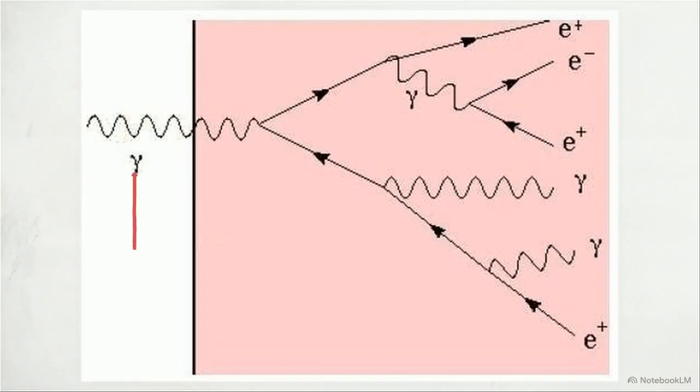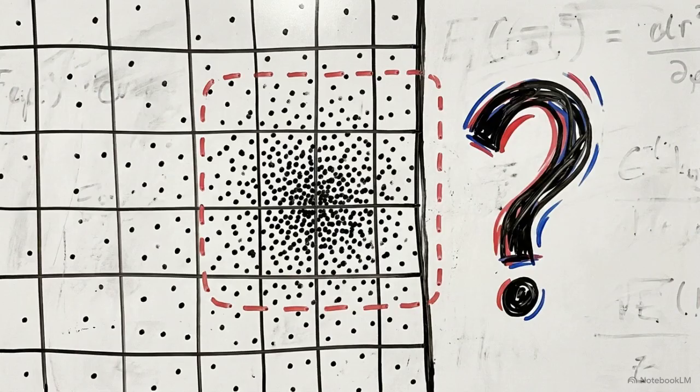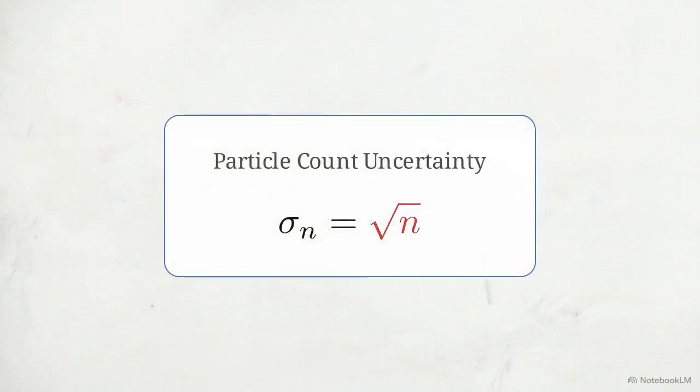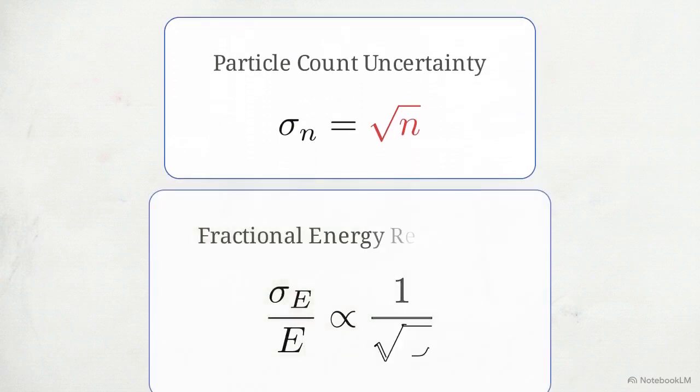This diagram illustrates the ECAL principle. Measured photon energy is directly proportional to the number of electrons generated in the hardware shower. Because counting those secondary electrons is an inherent statistical process, it carries a strict counting uncertainty. That uncertainty is proportional to the square root of the number of electrons. Therefore, the fractional energy resolution scales inversely with the square root of the total energy.